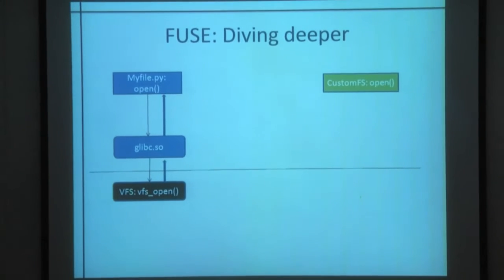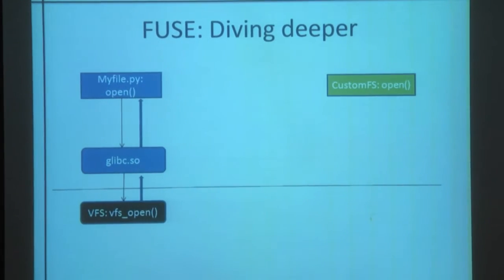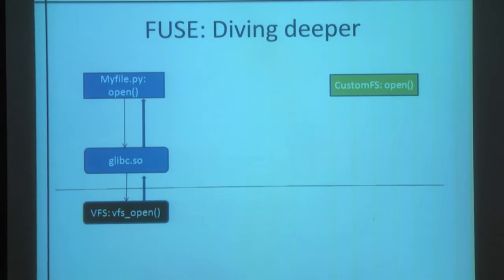So let's dive deeper. As Chetan had told, this is how application file IO flows till VFS open. Say the green box is the file system that you have written. This file system exists in the user space. The boundary separates both the spaces. Our objective is to serve the open request of myfile.py from this application, from the open implementation of the custom file system. So you have to mount your file system.